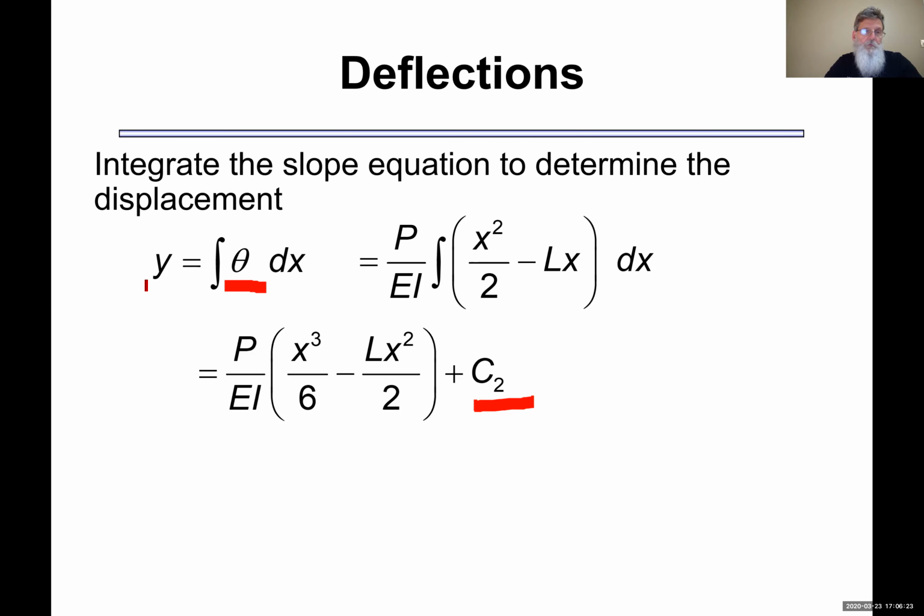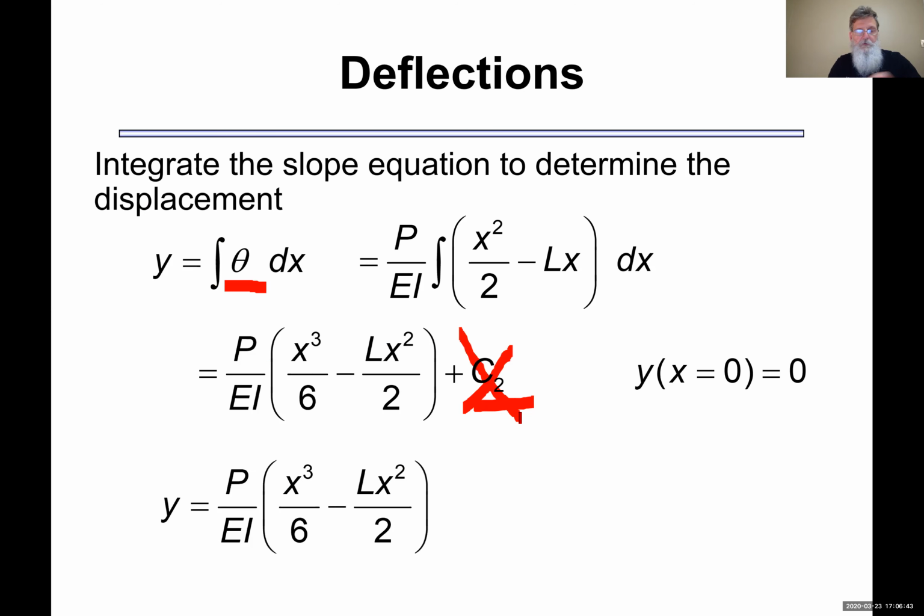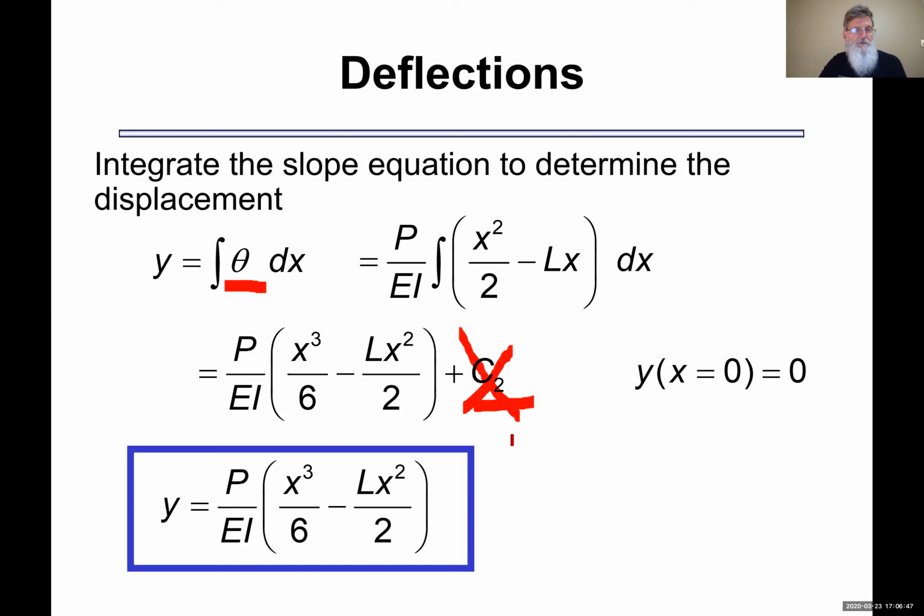Now this one I need to know something about displacement. So where do I know displacement anywhere in the beam? Well, in this problem, I know it at x equals 0, the fixed connection. So again, I plug in x equals 0. Everything is 0 except for C2. So that means that C2 also has to be 0. And when I'm done, there's my equation for displacement. And that's the displacement anywhere I want in the beam as a function of x.